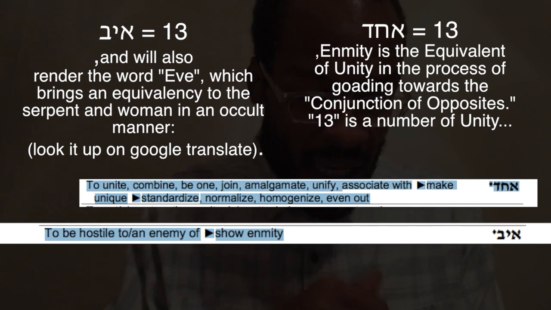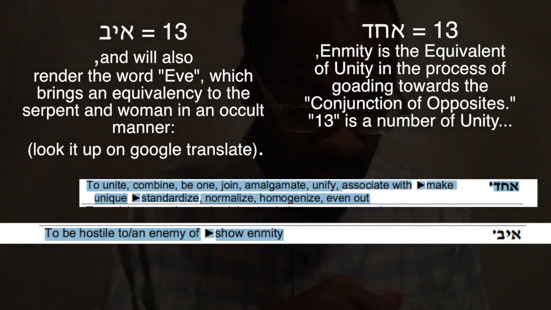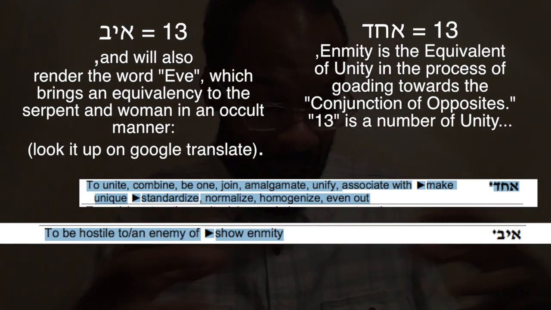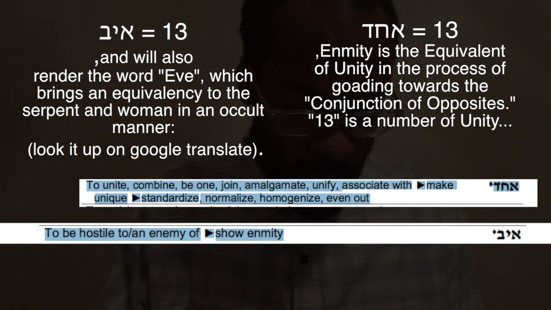So you see unity and enmity. Love, which is unity, and hostility, enmity, hate, they're one idea, and in the goading process serve the purpose of conjunction. For example, opposites attract and birds of a feather flock together. Those are opposite statements, but they lead to the same thing.